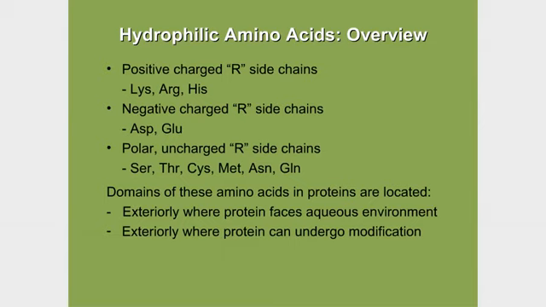The next grouping of amino acids we're going to be talking about and showing you some structure are the hydrophilic amino acids. And of the hydrophilic amino acids, there are three subclasses. One is the amino acids that have positive charged side chains, and there are three of them: lysine, arginine, and histidine. There are two amino acids that have negatively charged R groups: aspartic acid and glutamate. And there are six amino acids that have polar uncharged R groups: serine, threonine, cysteine, methionine, asparagine, and glutamine.